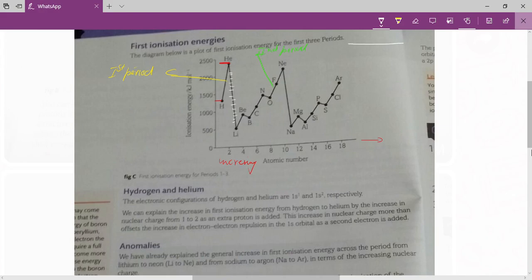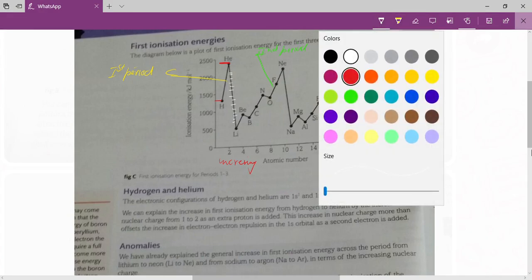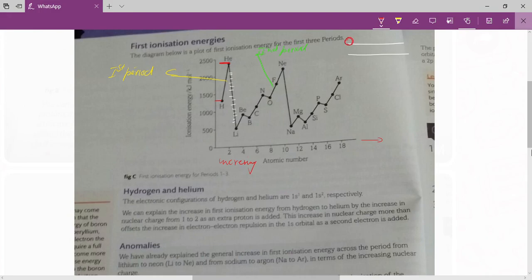Because when you move from the first period to the second period, you can see the first period element is here and the second period element is here. So whatever energy is in the first period will be less than in the second period, right? I explained that the size of a second period element will be more than the size of a first period element. As the size is more, the force of repulsion will be greater.